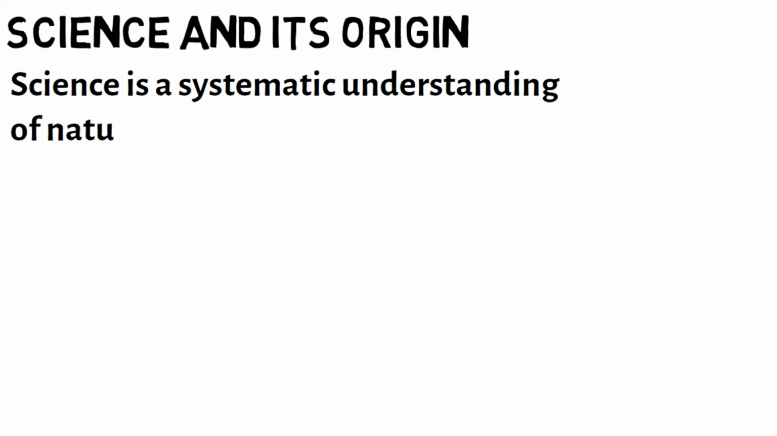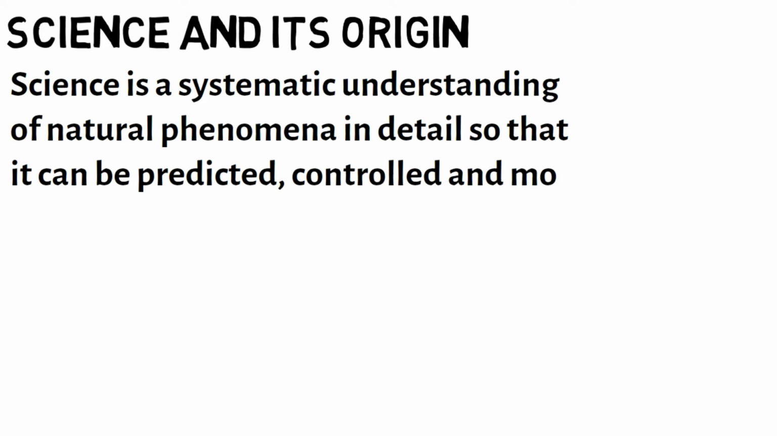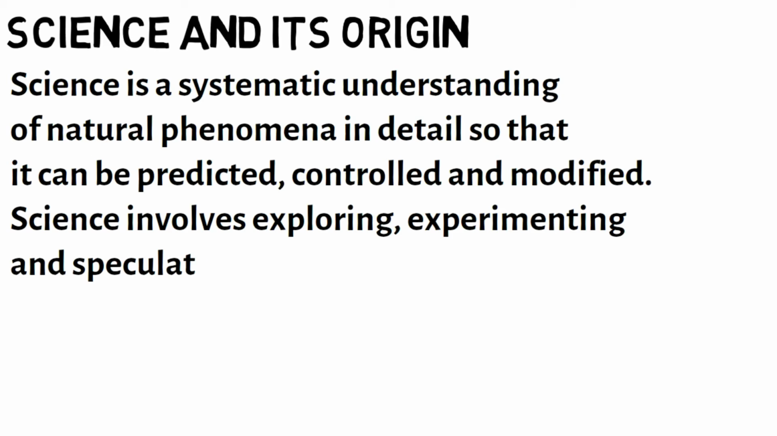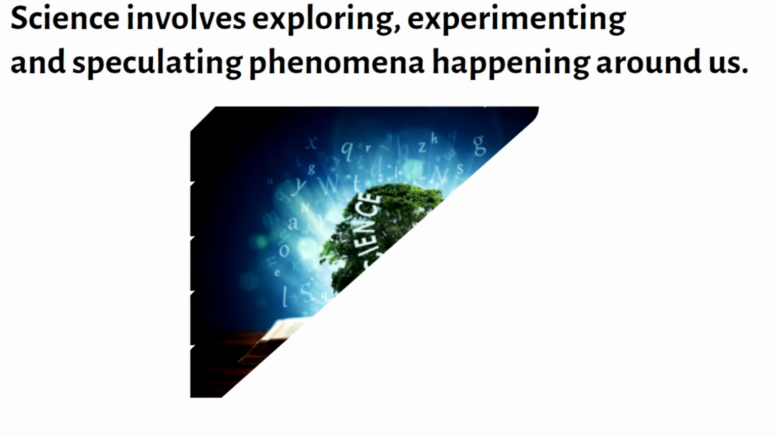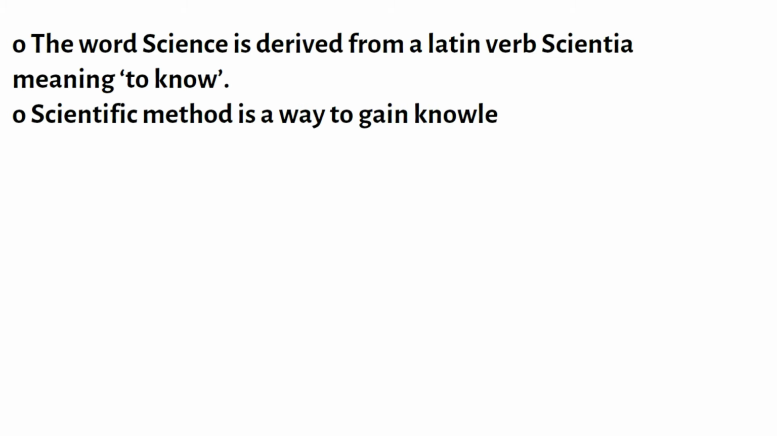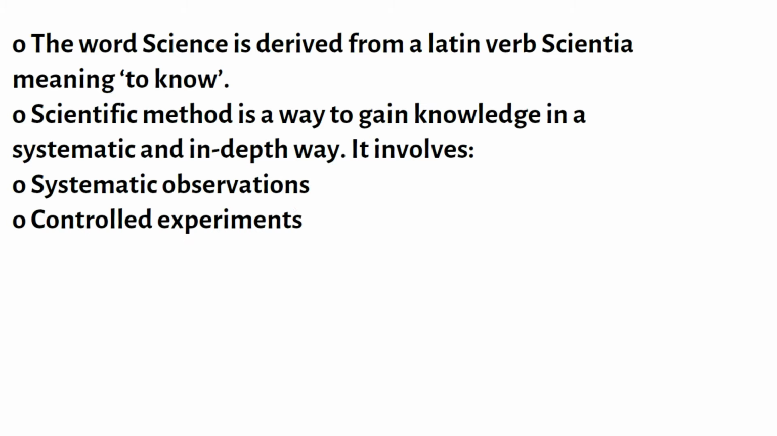Science and its origin. Science is a systematic understanding of natural phenomena in detail so that it can be predicted, controlled, and modified. Science involves exploring, experimenting, and speculating phenomena happening around us. The word science is derived from a Latin verb scientia meaning to know. Scientific method is a way to gain knowledge in a systematic and in-depth way.